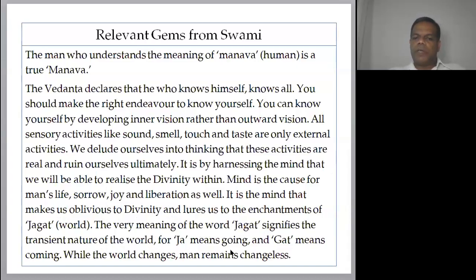For Ja means going and Gat means coming. While the world changes, man remains changeless. So this excerpt relates to the second Uttishta, which is Jagati Pate, the Lord of the Jagat. As Swami says, while the world changes, man remains changeless; man is inherently divine.